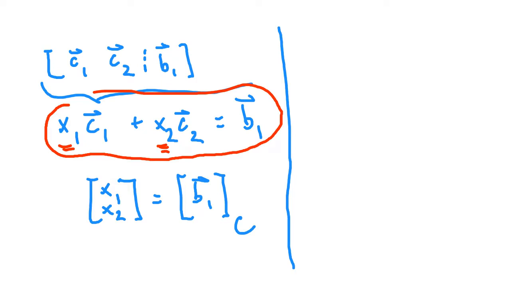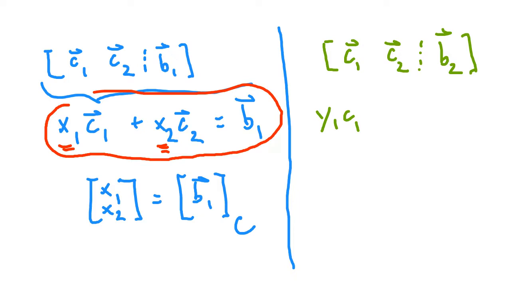Now, similarly, if we had the augmented matrix with vectors C1, C2, and vector B2, then we're solving an augmented matrix, and that augmented matrix can be written as a vector equation this way: y1 times c1 plus y2 times c2 equals b2. Okay, so the coordinates in this case are y1 and y2.